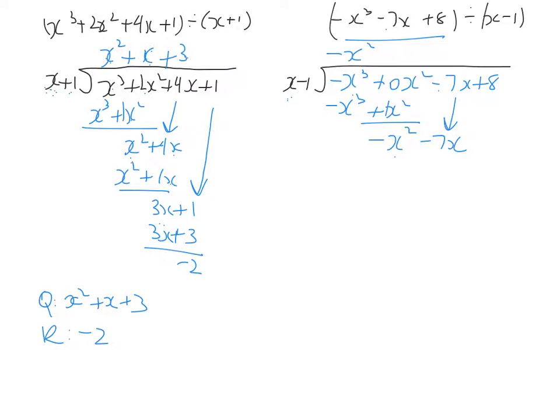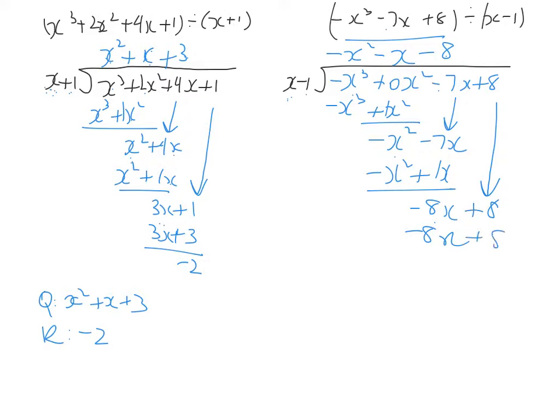Negative x squared divided by x, we end up with negative x. Negative x times x, negative x squared. Negative x times negative 1, positive x. Negative 7, take away 1, negative 8x. So then from there, negative 8x divided by x, we end up with negative 8. Negative 8 times x, negative 8x. Bring down our 8. And we say negative 8 times negative 1, we end up with positive 8. From there, we're left with 0.